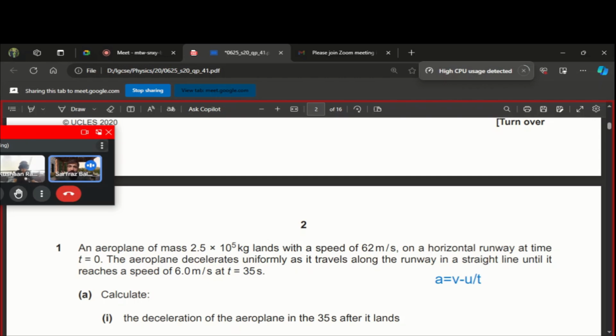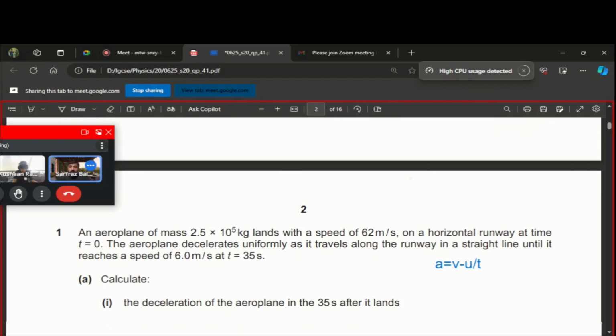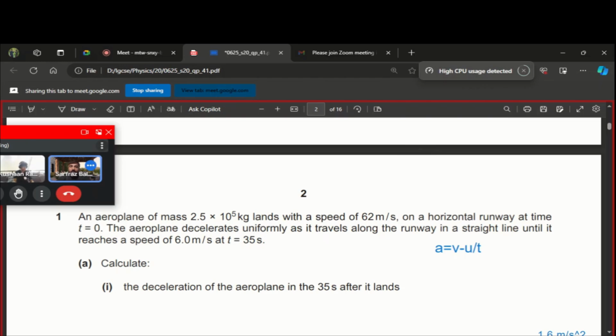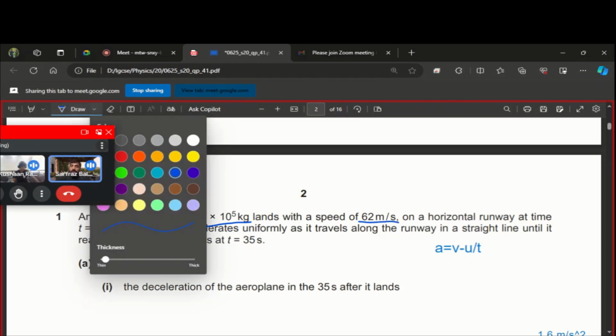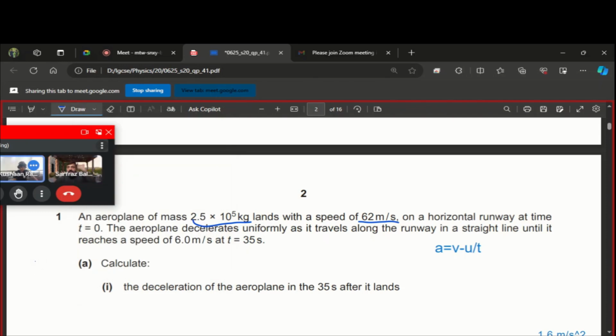Okay, so it's a past paper. The first question says that an aeroplane of mass 2.5 times 10 raised to the power 5 kilogram lands, meaning this is the mass of the aeroplane. It lands with a speed, which is 62 meters per second, on a horizontal runway at time t equal to 0, meaning initially time was 0.